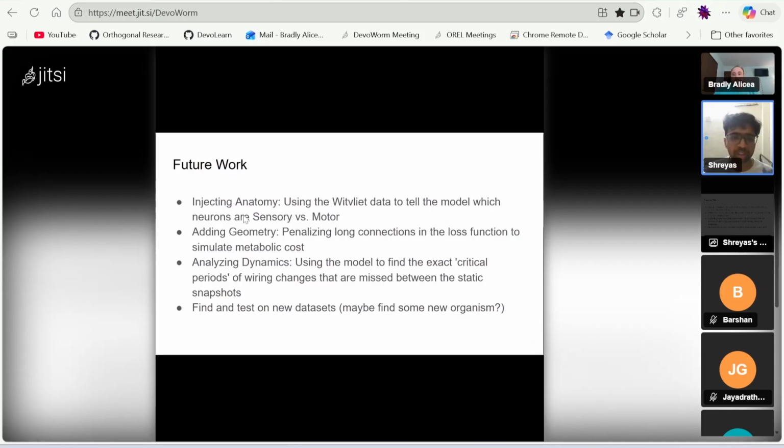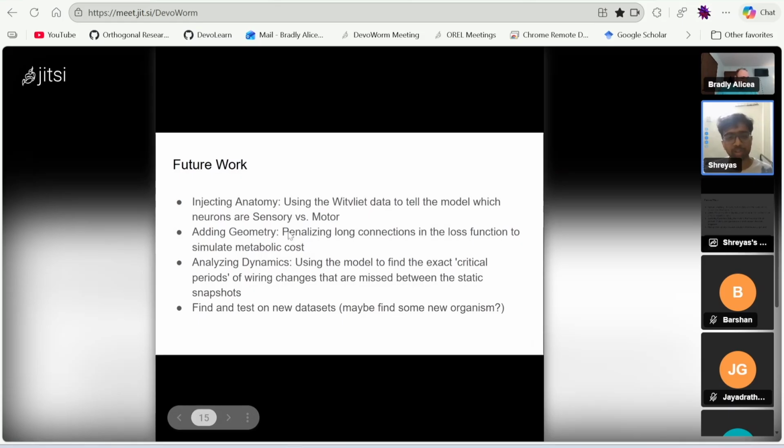And for the future work, I need to inject the anatomy into this, using this dataset to tell the model which neurons are sensory and which are motor. As of now, I'm not telling the model which are sensory and motor. I'm trying to interpret it through the model, but I can also tell the model these are sensory and these are motor, so my interpolation can be a bit better. I also intend to add geometry, like penalizing long connections in the loss function.